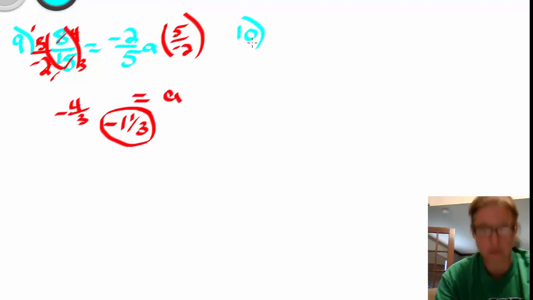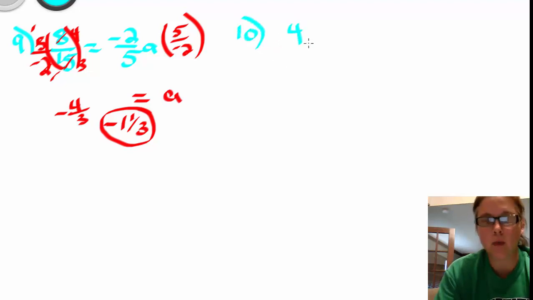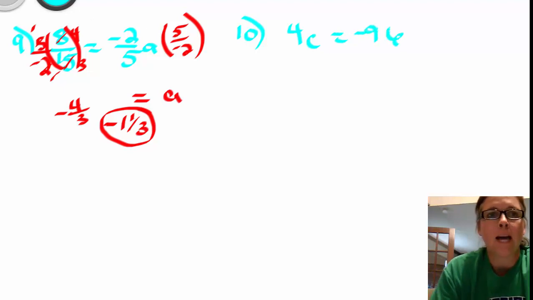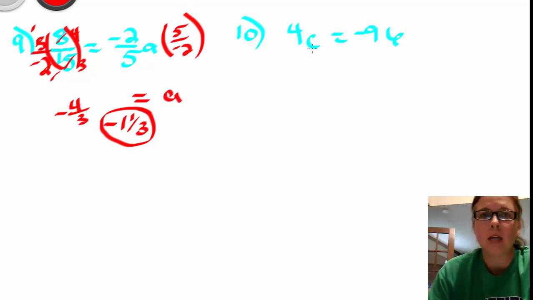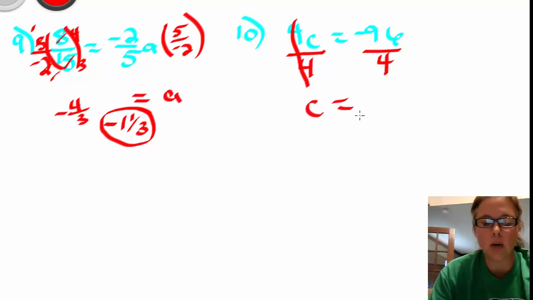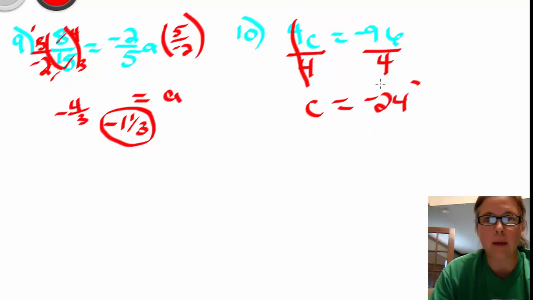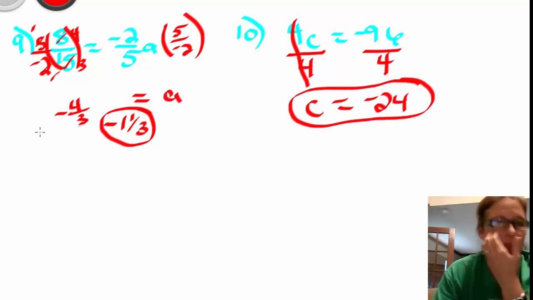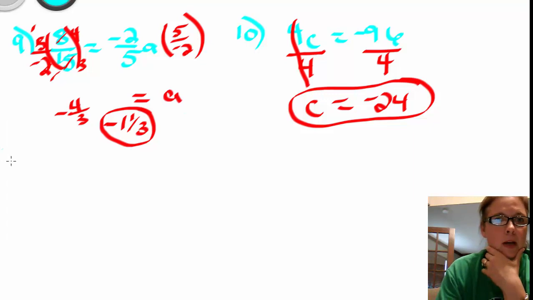Keep reducing it down. Number 10, 4c equals negative 96. Okay, so this is just 4 times c. You do the opposite. Okay, you add and subtract. Here, since it's multiplied, we divide by 4. What we do to one side, we have to do the other. C equals negative 24, because a negative divided by a positive is a negative. Don't forget those negatives.